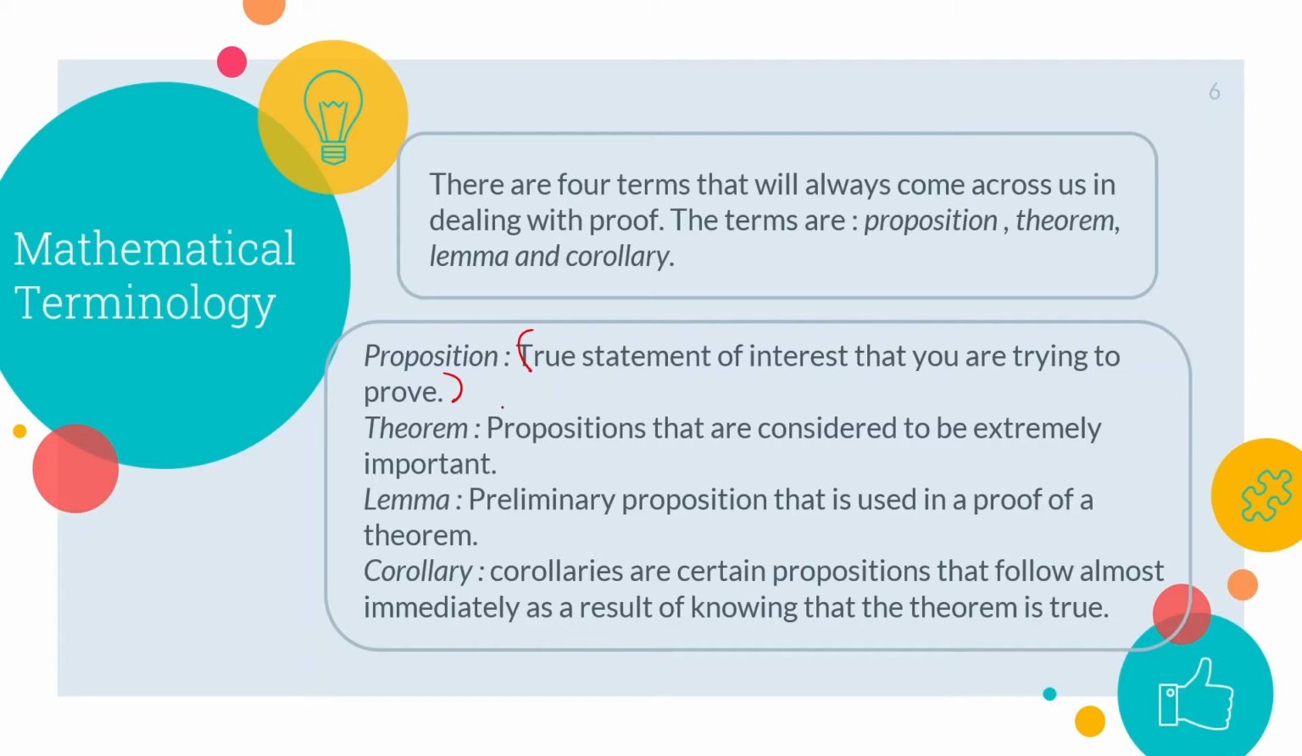A theorem comes from a proposition that is considered to be extremely important. A lemma also comes from a proposition that is used in the proof of a theorem. So if a proposition is used in proving the theorem, we call it a lemma. A corollary is a certain proposition that follows almost immediately as a result of knowing that the theorem is true. So the corollary also comes from a proposition.